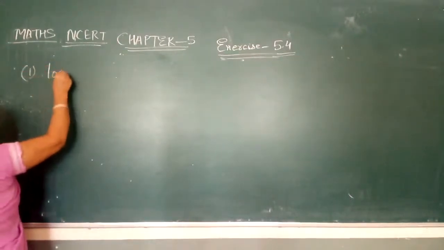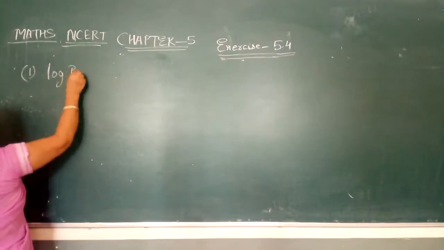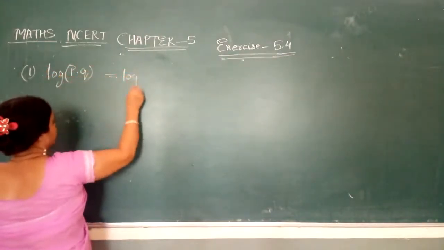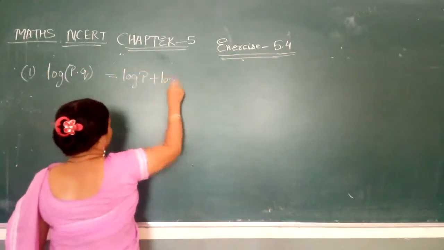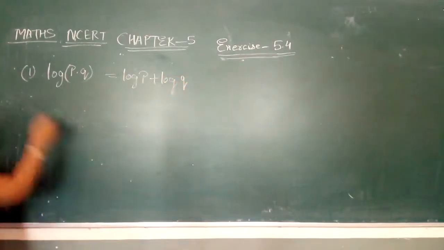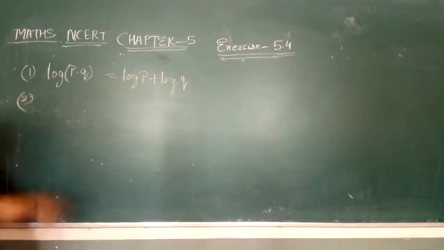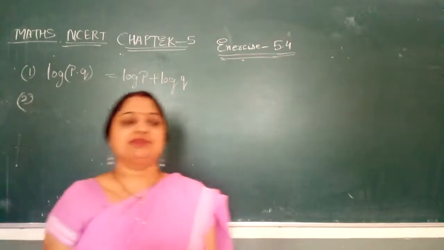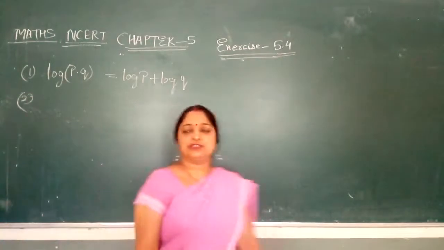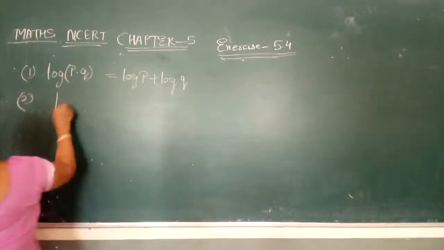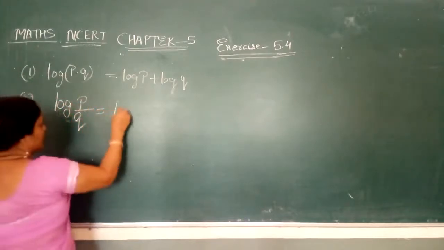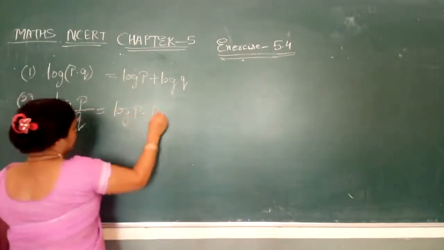First, the formula of log pq. The log of pq is log p plus log q. In a product, when the log of a product of two functions is given, that is pq, in the logarithmic function, then you will take log p plus log q. And if the logarithmic function is in the form p upon q, then the formula is log p minus log q.